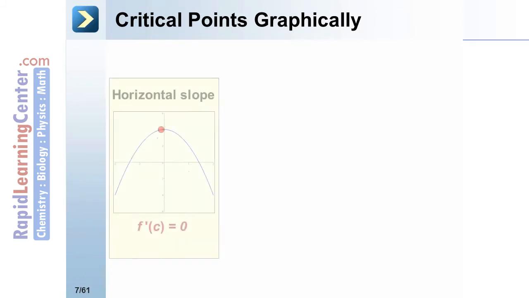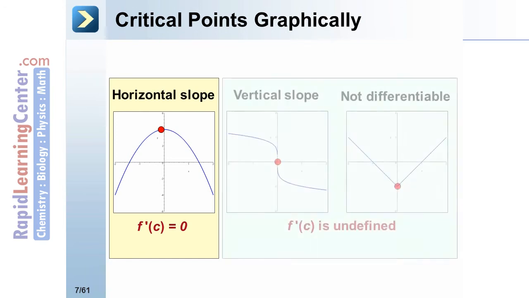Let's look at critical points graphically. In this first function, if we were to draw a tangent line through the red point, it would be a horizontal line and its slope would be 0. This is the first case where the derivative evaluated at that point is 0, which indicates a horizontal tangent line.